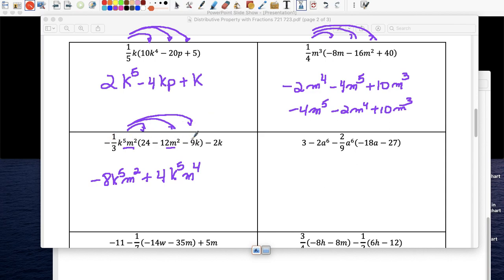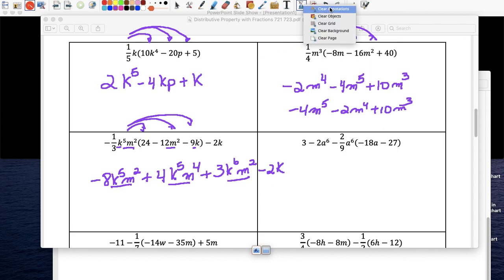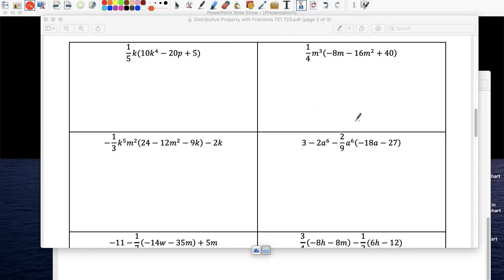And then 1/3 of 9, well, negative and negative is a positive, first of all. 1/3 of 9 is 3. And then we have a k here and a k here. k to the 5th times k is k to the 6th. m squared minus 2k. Are there any like terms here? No. Although these are km, km, and km, they are all raised to different powers.